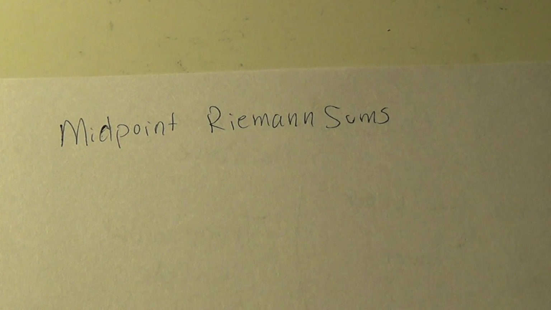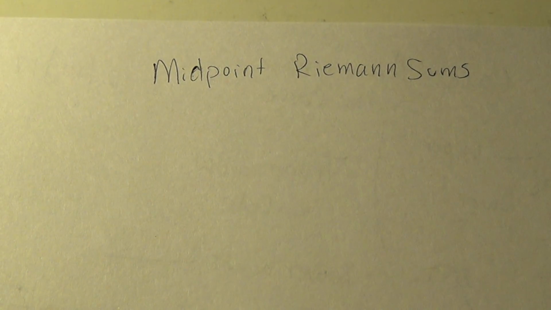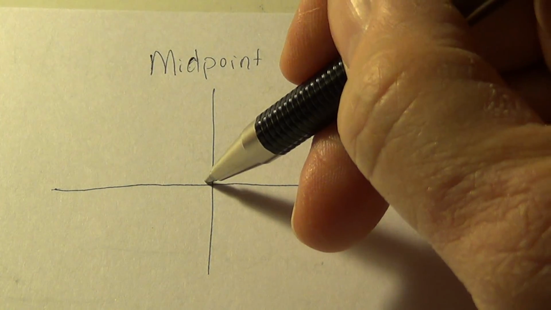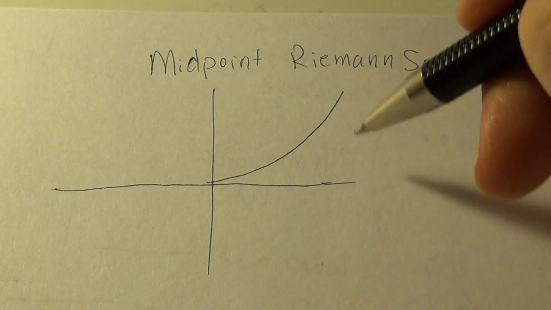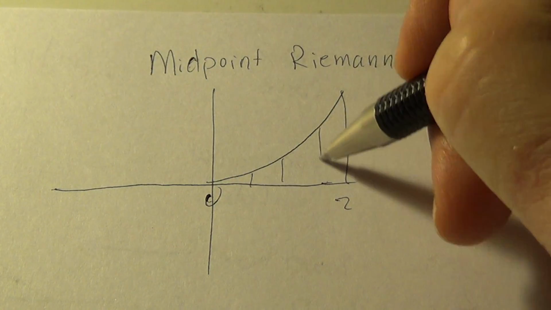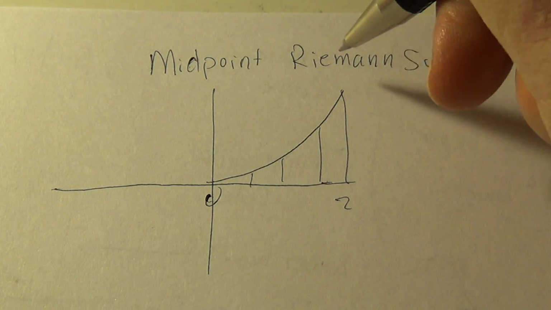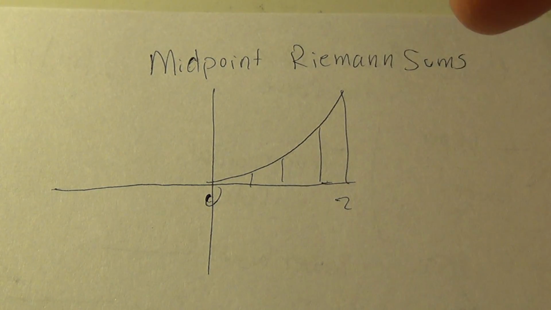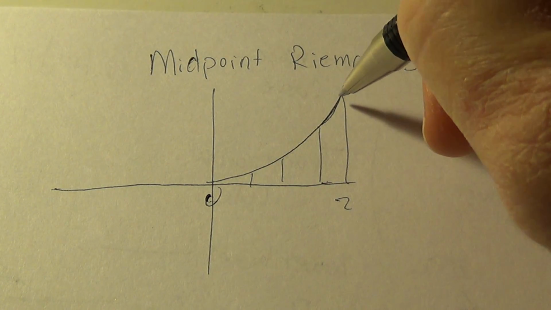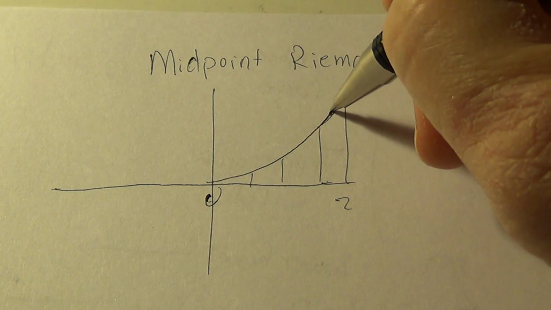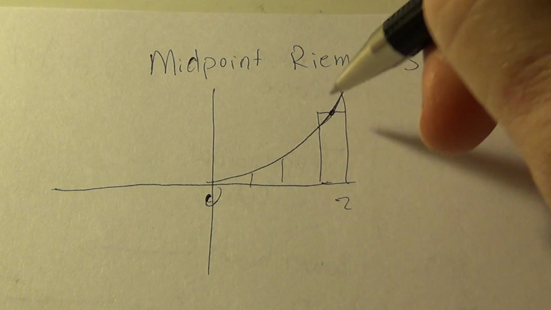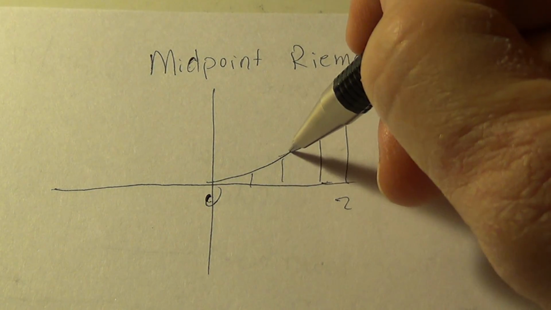All right, midpoint Riemann sums. So we're going to do the one I left out, and we'll do a similar setup, 0 to 2 for 4 subintervals. And this time, to construct the midpoint boxes, we're going to look along the top of the subinterval and find the middle. And we're going to create the top of our rectangle at the midpoint of the subinterval's top.